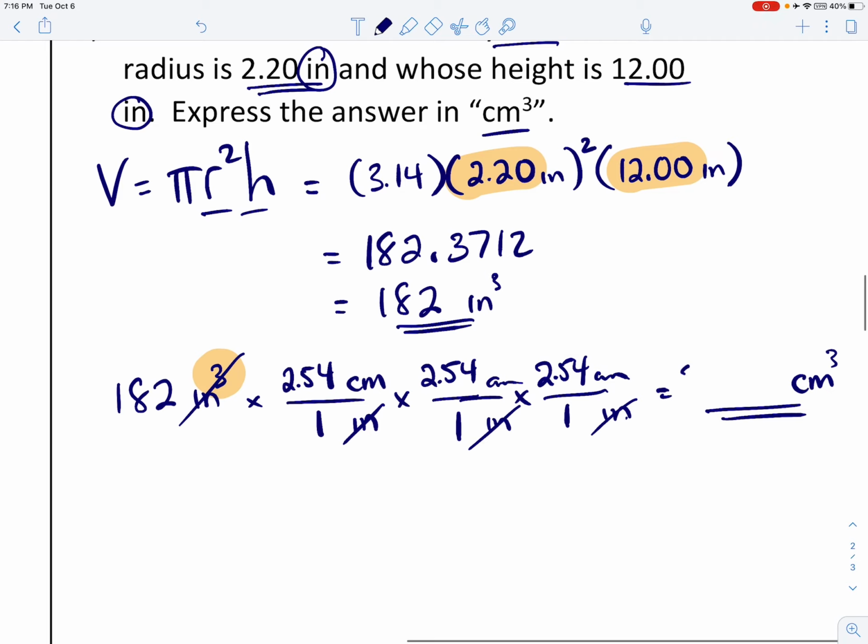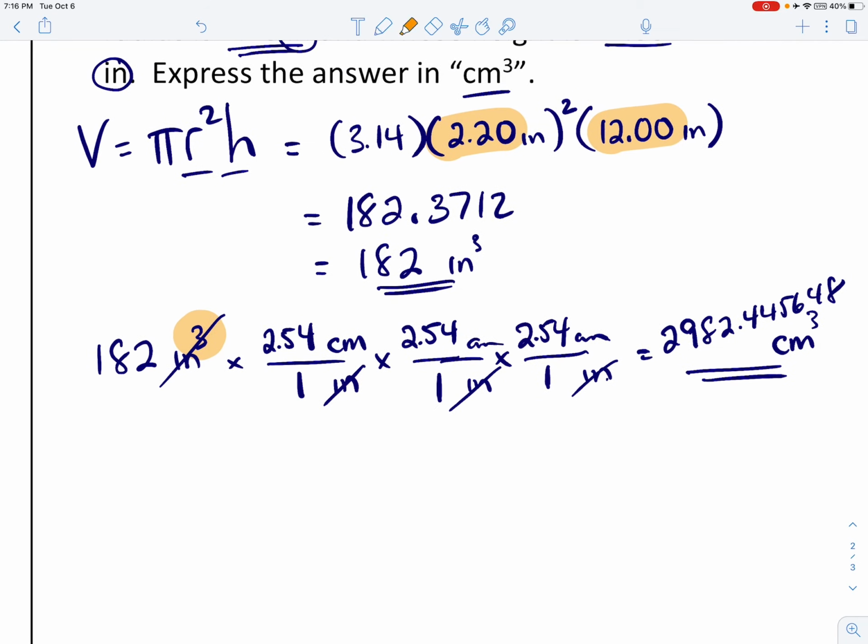182 times 2.54 3 times will give you 2982.445648, is what your calculator says. But we're going to round it off because the original volume had only 3 significant digits. We're going to round that off to have only 3 significant digits. So we can call it 2980 without a decimal. The 0 at the end will not be significant. So that has 3 significant digits.